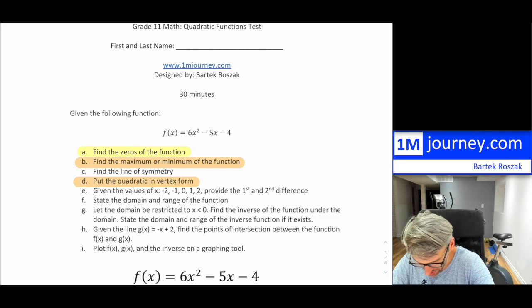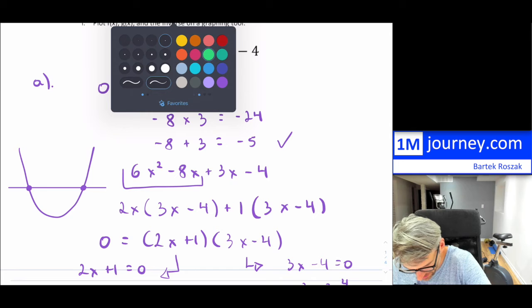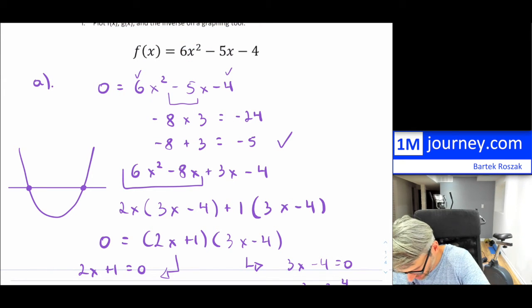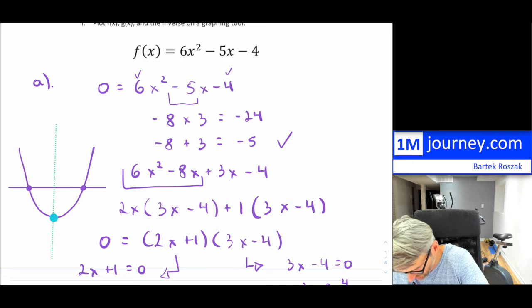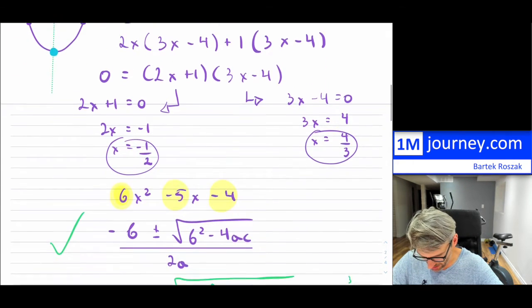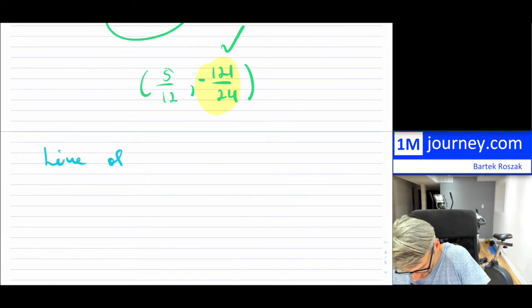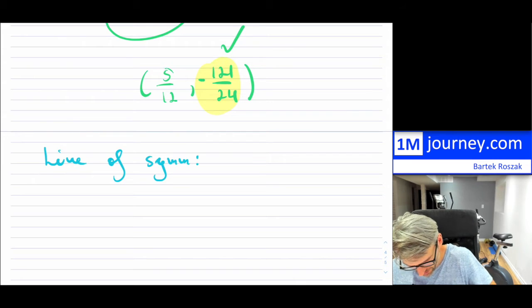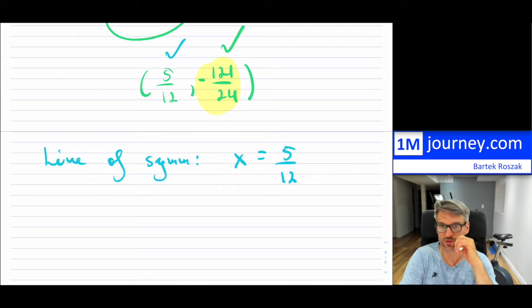Find the line of symmetry. All right, well, I guess we have this one as well. Okay, so the line of symmetry. So again, let's recall. So basically, if I go back to this parabola, the line of symmetry goes right through the vertex, right? It's the value that we have at the vertex at this point right there. Well, we have the x value. So the line of symmetry happens at this point, 5 over 12. And that's the line. It would be a vertical line straight up.